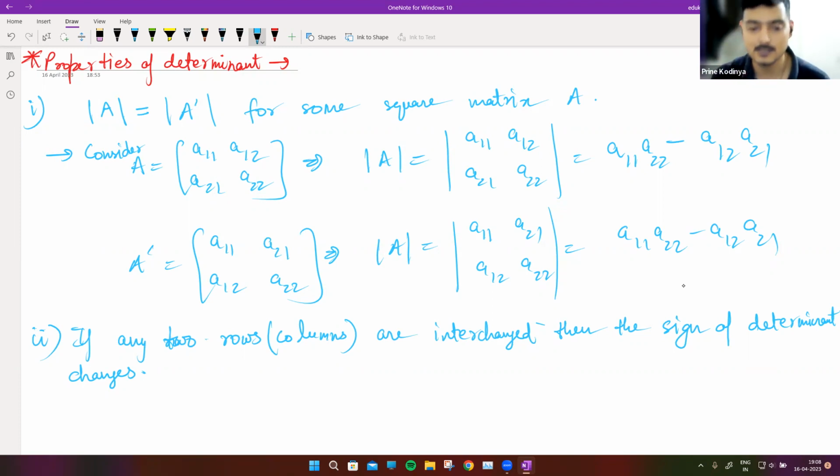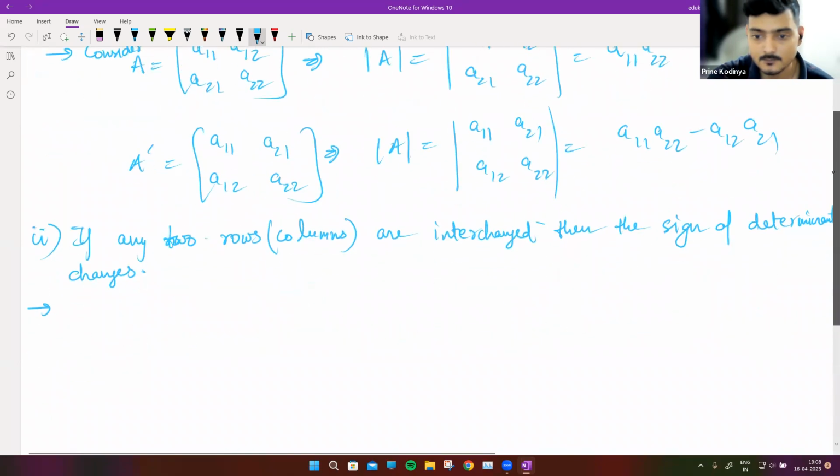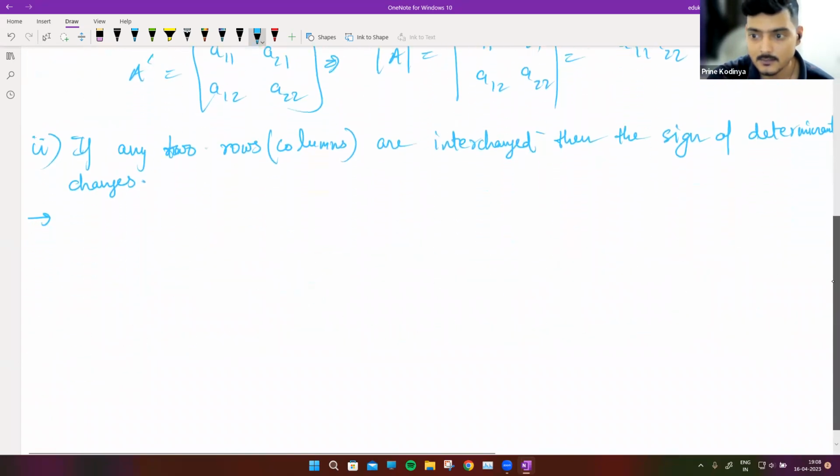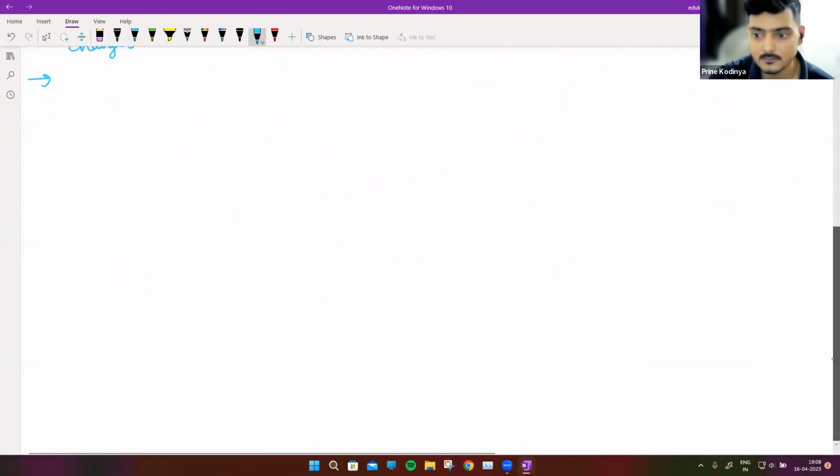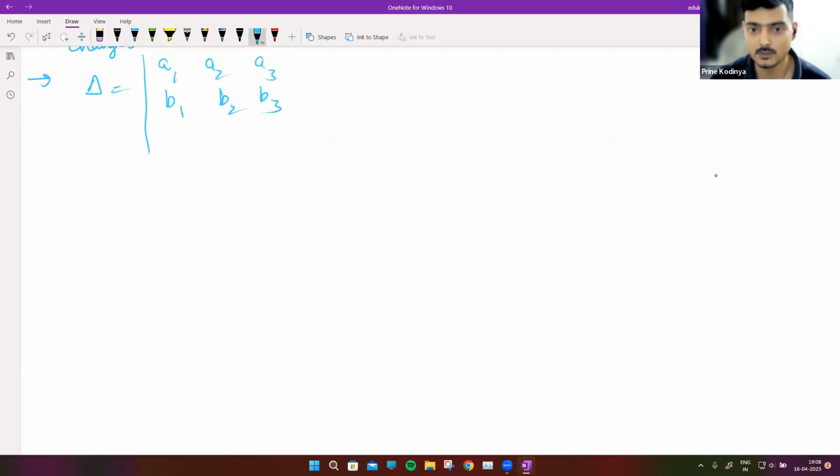But I would like to tell you this more practically: how do we apply this tool? Let's say we have this determinant delta, and let's write it in these terms. First row is A1, A2, A3. Second row is B1, B2, B3, and third row is C1, C2, C3.